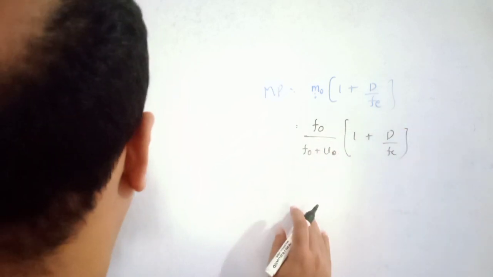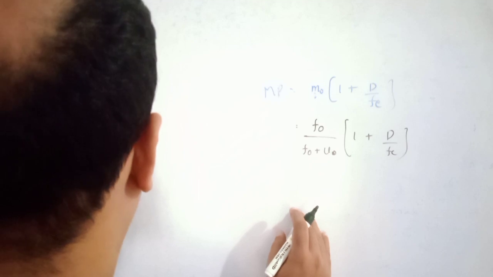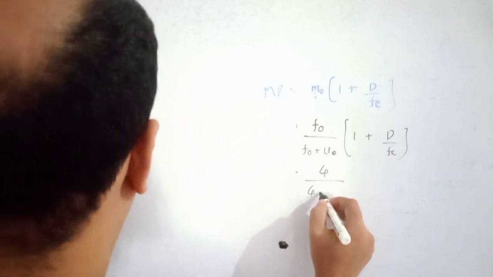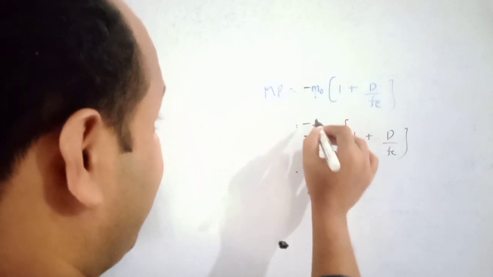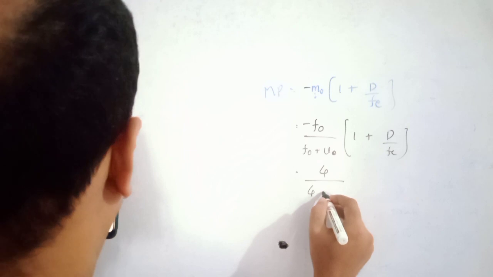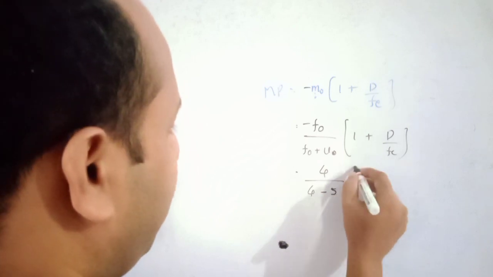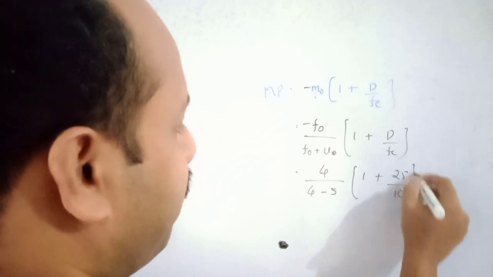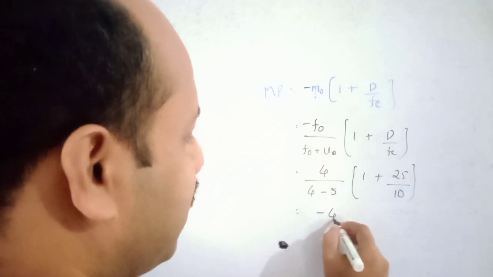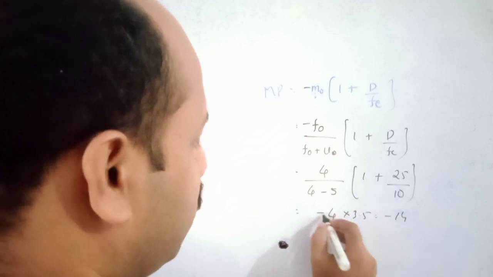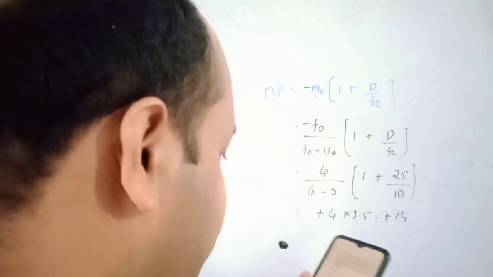What is the focal length of the objective lens? Eyepiece in centimeter, objective 4 cm. 4 divided by 4. Yes, there is a minus sign here. I forgot to put the minus sign, right? Here UO is how much? 5 cm. It is minus 5. 1 plus D is 25, right? F is 10. Now this is minus 4 into 3.5. That is minus of minus, so the plus. It is 14.